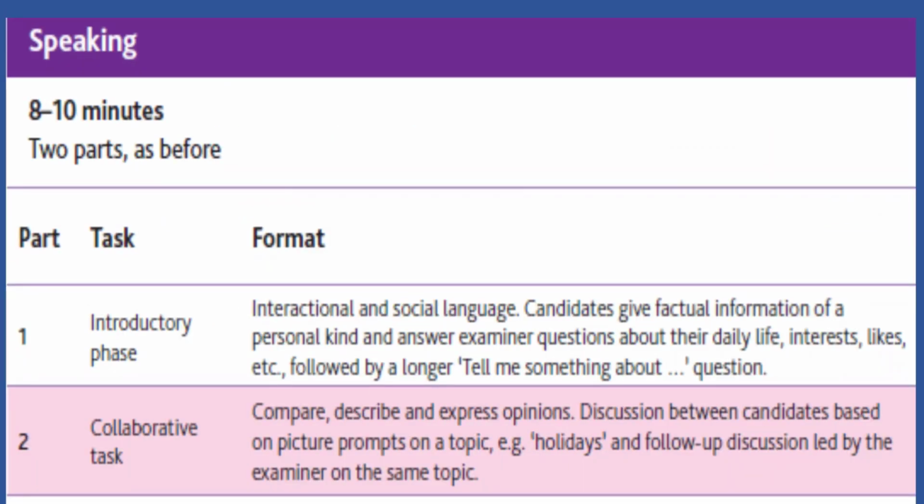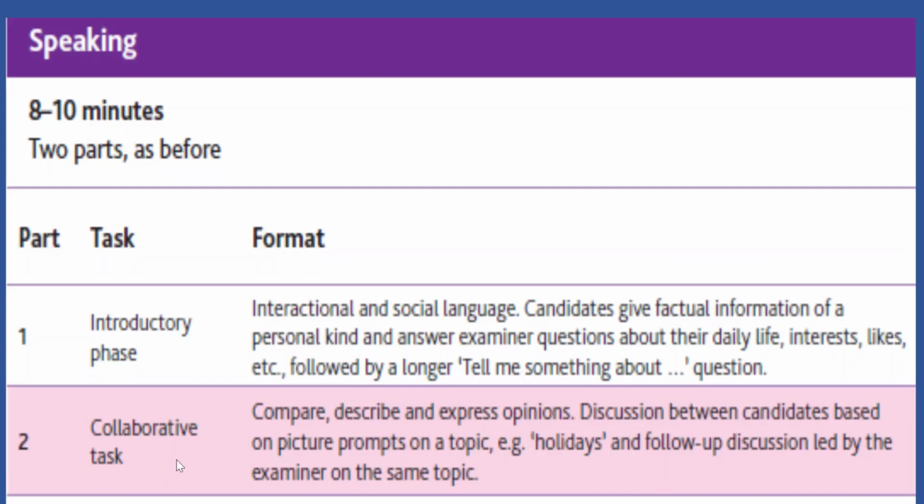As for the speaking section, it takes about 8 to 10 minutes, and it consists of 2 parts. It's the same as before. Part 1 is an introductory phase where students talk about themselves, give information about their family, their city, their interests, their likes, and things like that. It's sort of an interview between the students and the examiner.